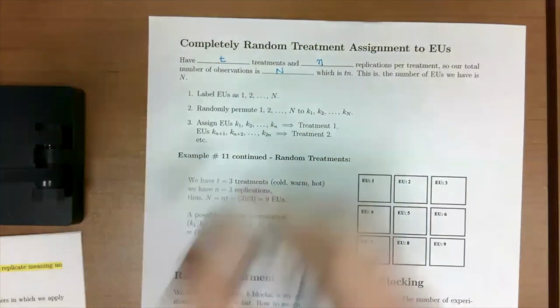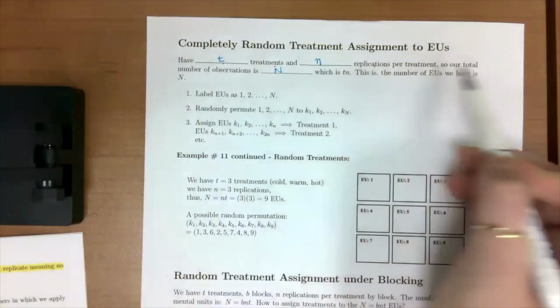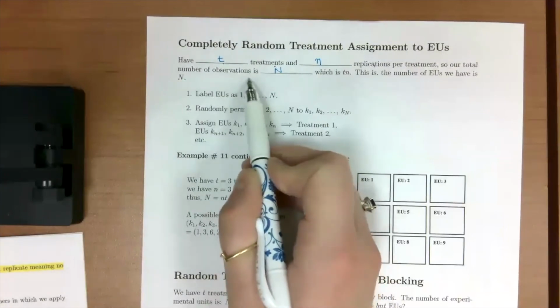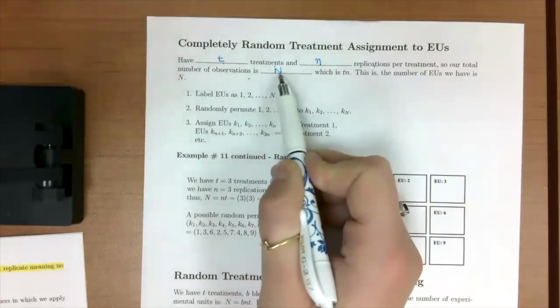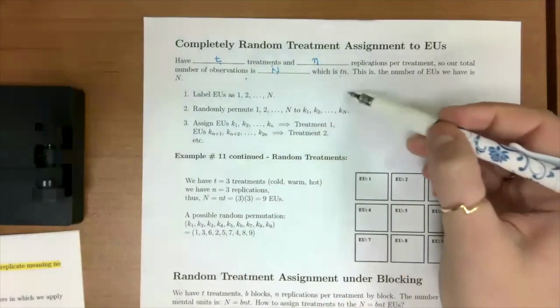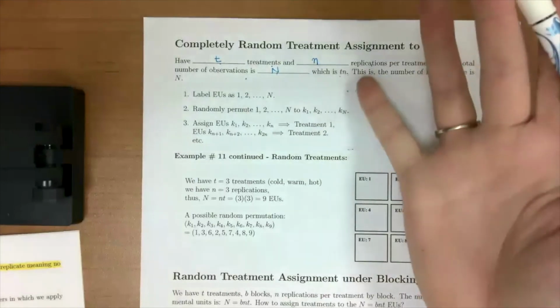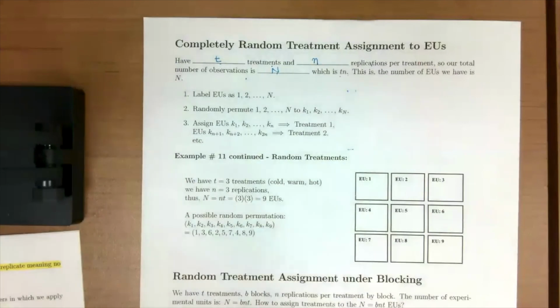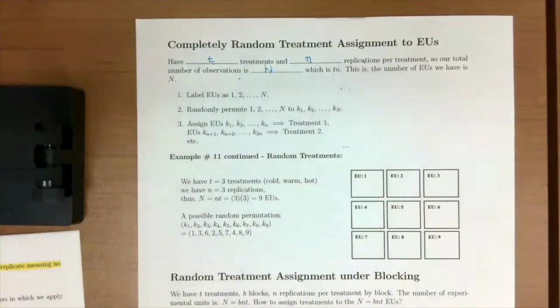So little t is our treatment. We're going to have little n replicates, and our total number of observations, also the total number of EUs we have, is capital N. How we got that is T times n. So this is a kind of clunky way of looking at it, but I know sometimes having steps written down helps some people, so I'm going to apply these steps in an example.